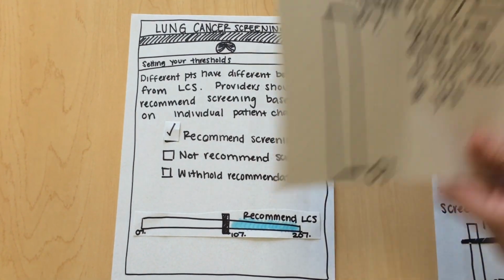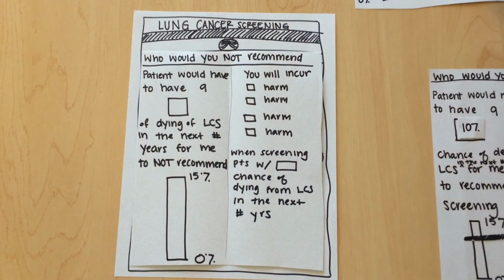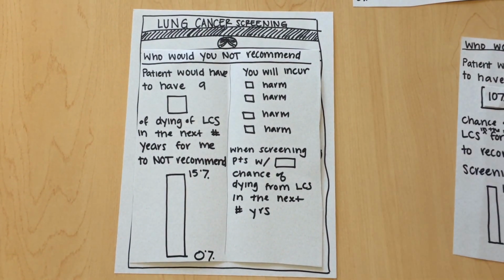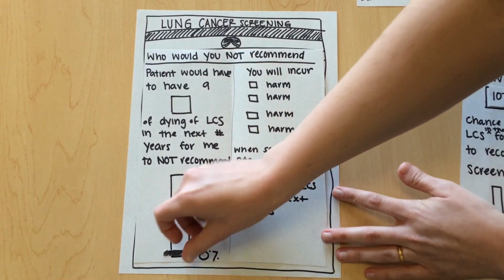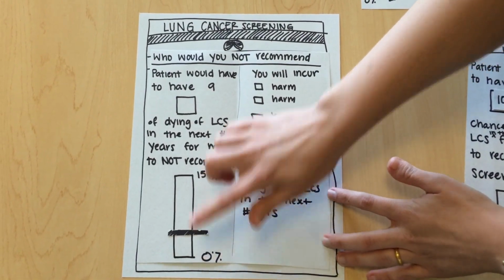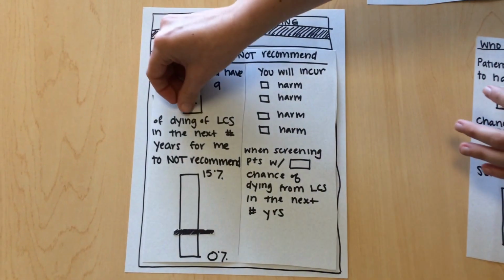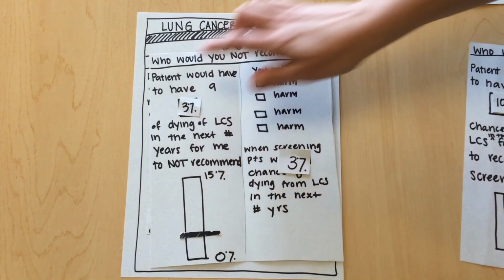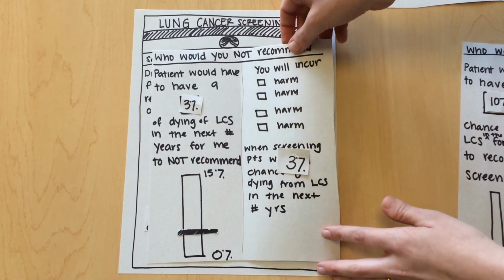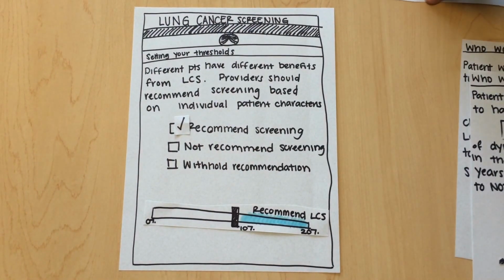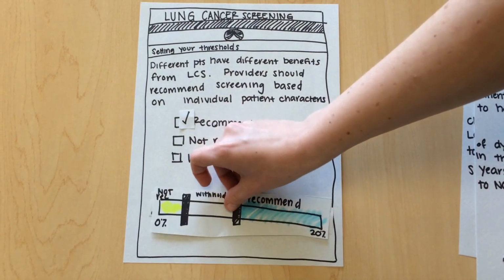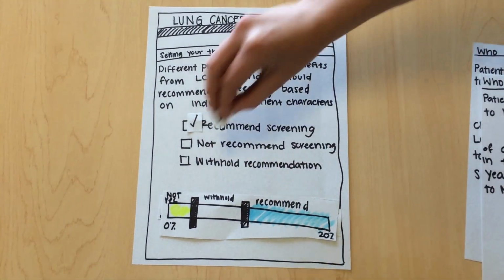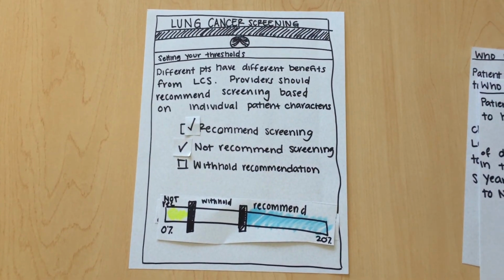So same idea. We would come here, everything's the same. We have our same bar that helps us think about at what point we would start recommending against screening. So let's pretend we put this up to 3%. Again, this would populate right here, over here, and all these numbers would fill in based on this percent chance of developing lung cancer. Now we would have this filled in. So we have our not recommend, recommend, and we have two of these pulled off now.